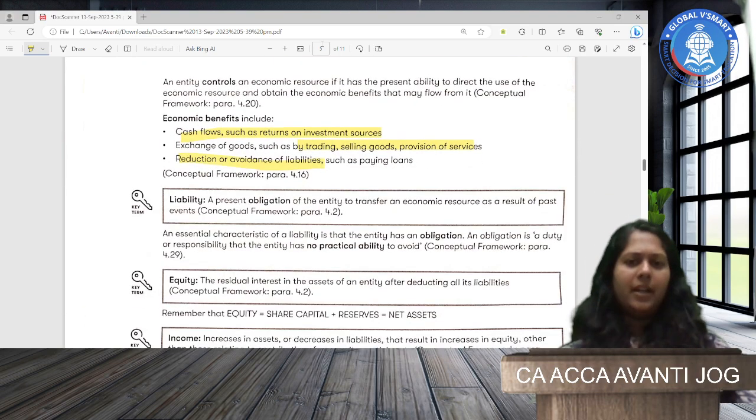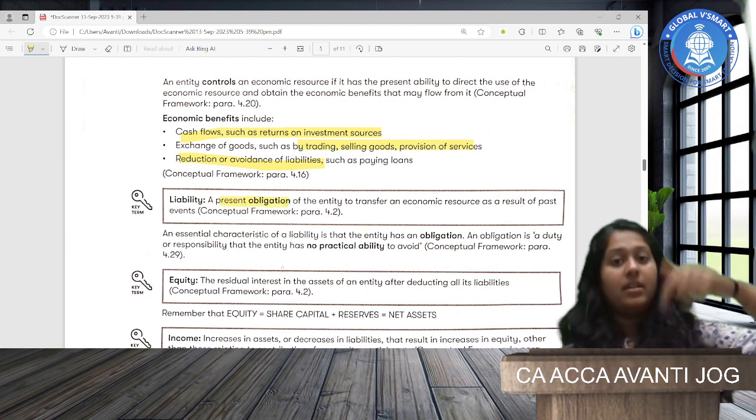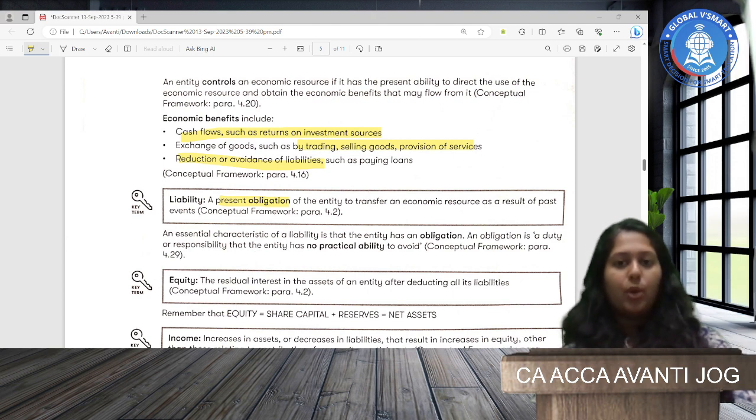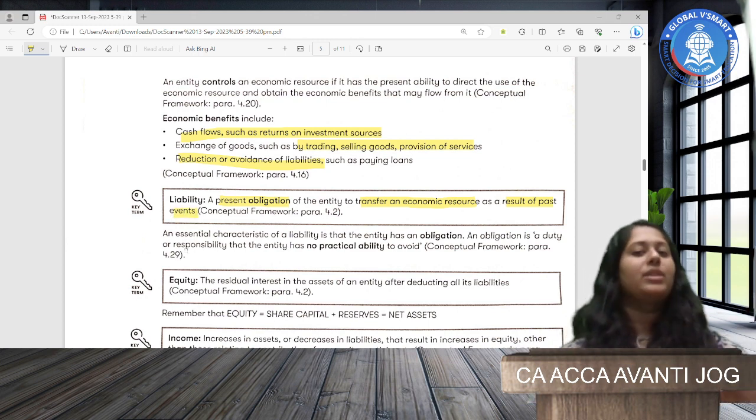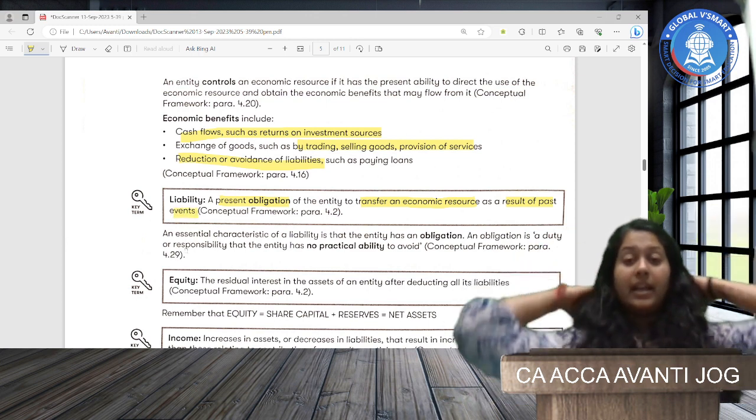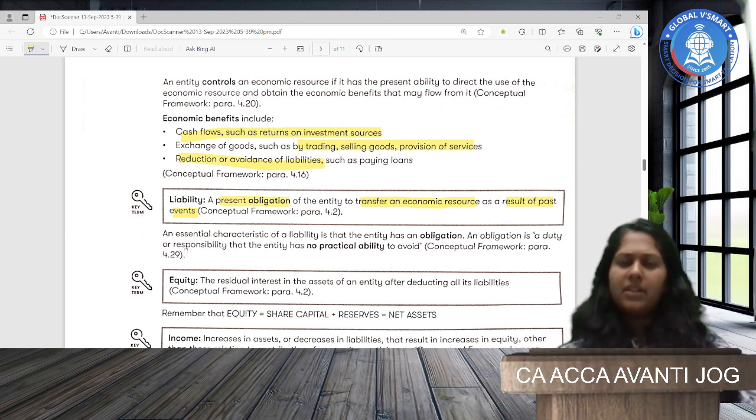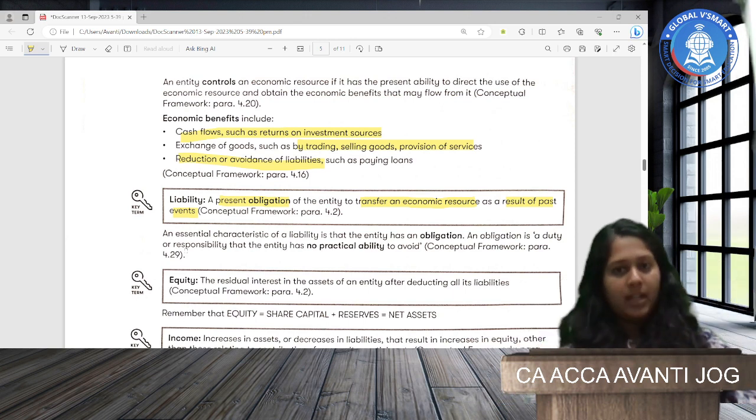What makes a liability? A present obligation. Obligation मतलब किसी को पैसा देना. Present, currently पैसा देना है. To transfer an economic resource. Now we know what is an economic resource. Money as a result of past events. इसका मतलब क्या है? Okay, first of all, let's say you have taken a loan in 2010, repayable in 10 years. तो past event क्या है? You've taken the loan.